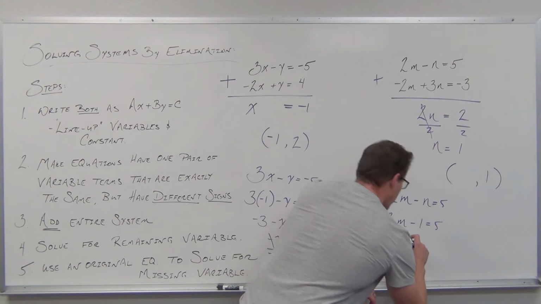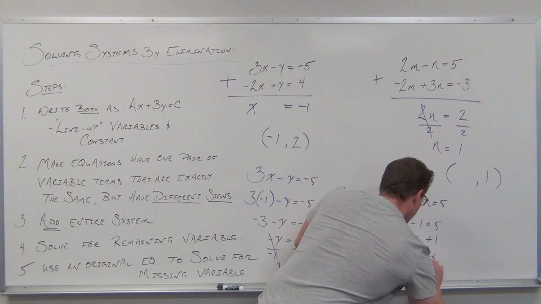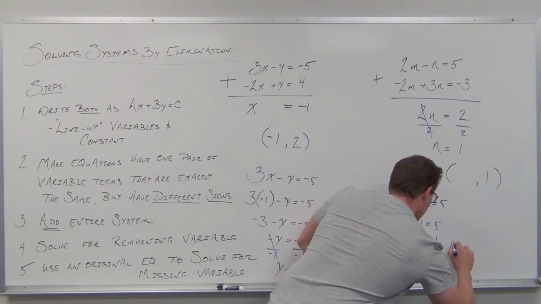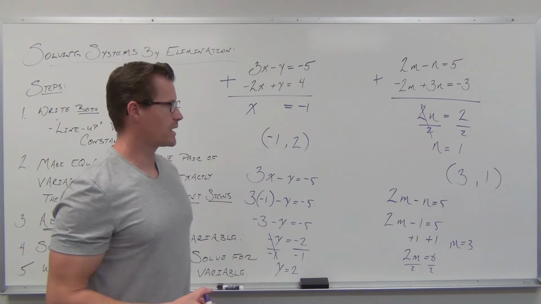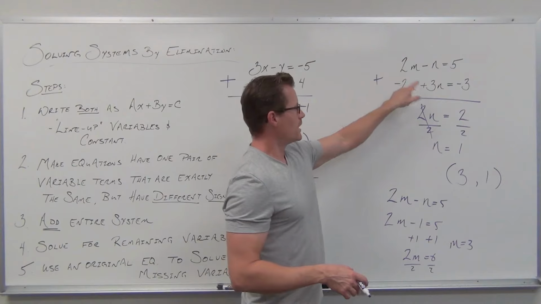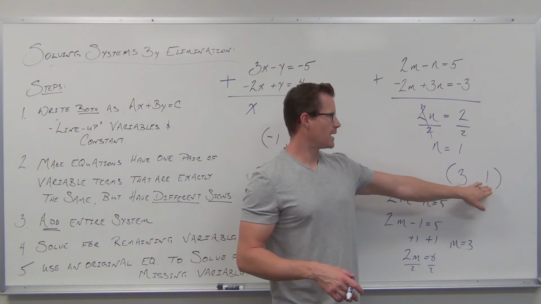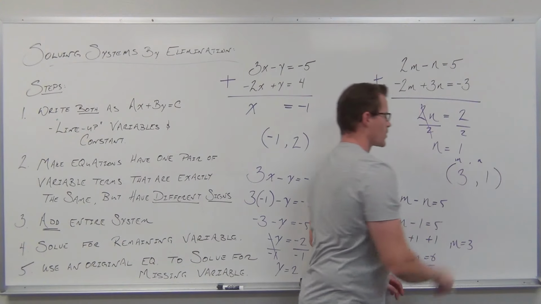So if we solve for m, we complete the other half of our point. So we got the point 3, 1 where those two lines are going to intersect. Let's check it. If I plug in 3 for m and 1 for n, so remember we wrote this as m comma n.